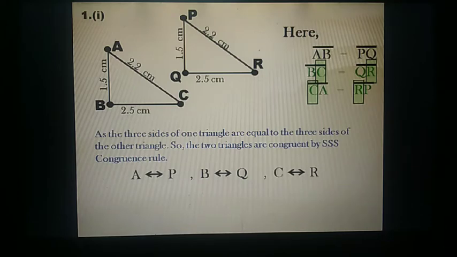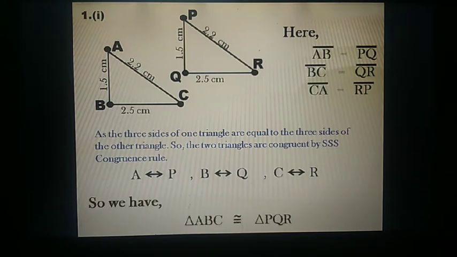Now with the help of this, we can write the answer in symbolic form. So the answer in symbolic form will be triangle ABC is congruent to triangle PQR. Here, the first set we use as the first letter, the second set we use as the second letter, and the third set we use as the third letter. And we will get the symbolic form. I hope the calculation, the symbolic form, everything is clear.